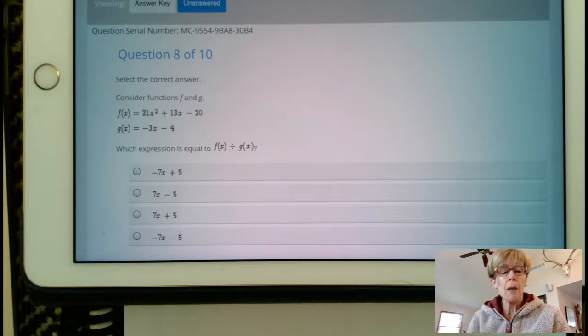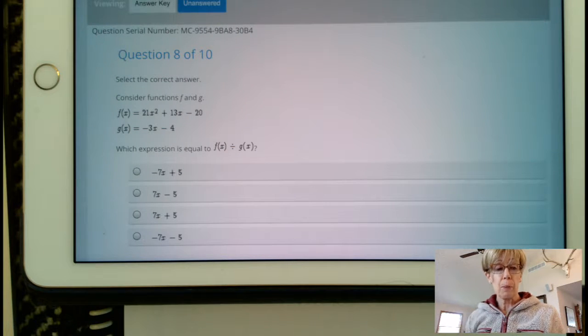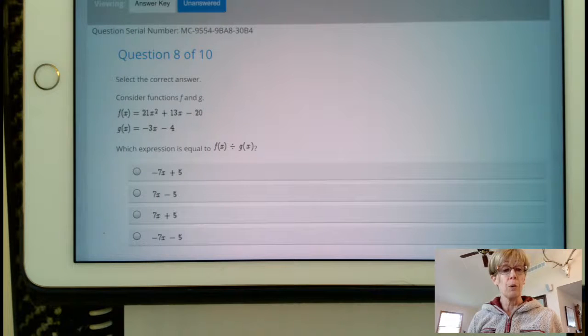Consider functions f and g. f of x equals 21x squared plus 13x minus 20. g of x equals negative 3x minus 4. And what we're going to do is divide these two functions, f of x divided by g of x.